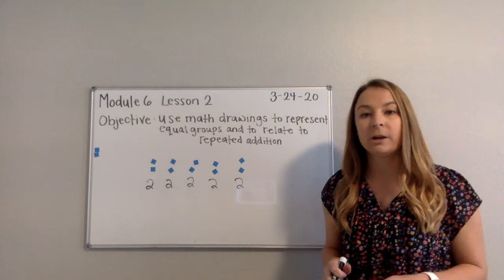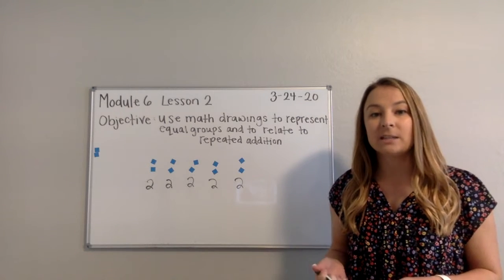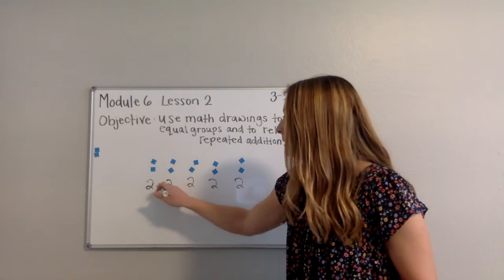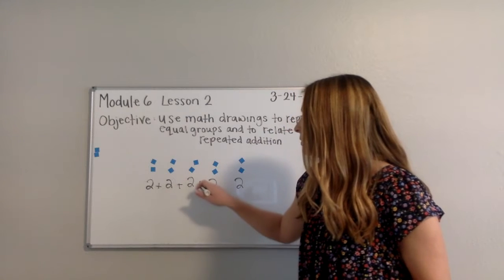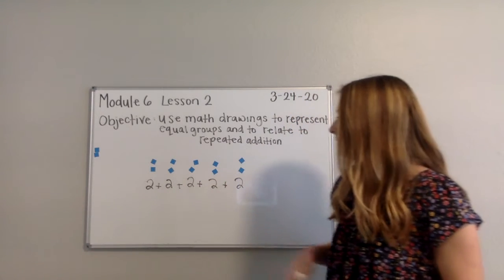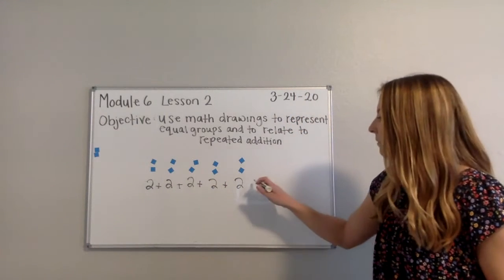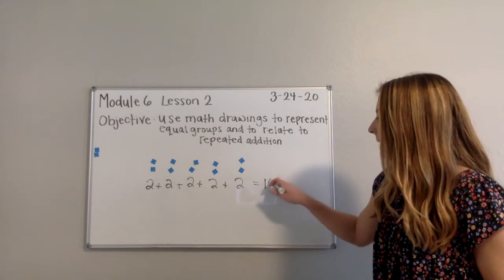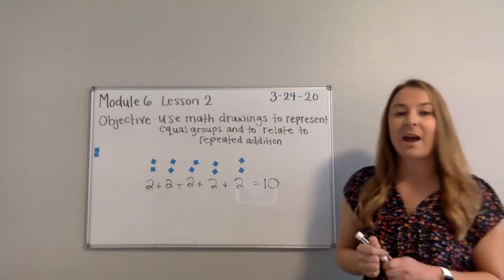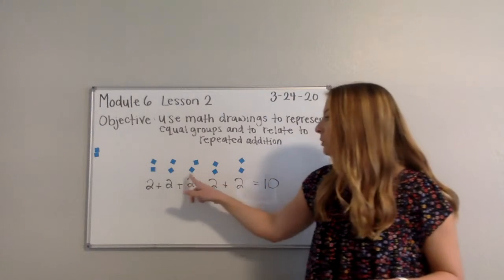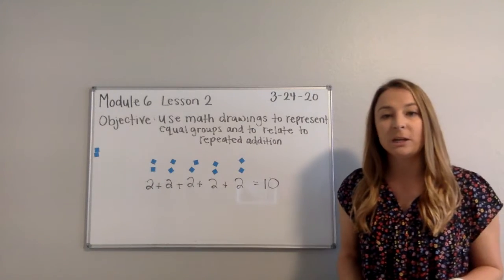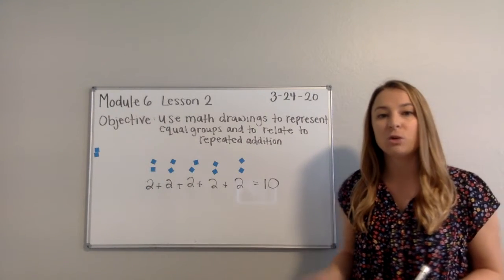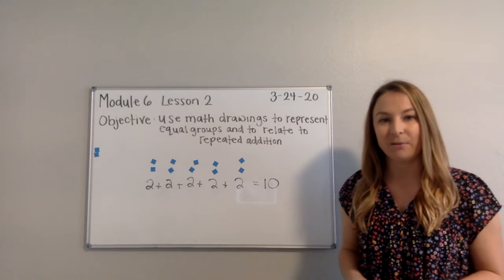Now, if I wanted to create a repeated addition sentence to match this, it would be 2 plus 2 plus 2 plus 2 plus 2. Okay, and that would equal my 10 counters all together. I have 5 groups. 1, 2, 3, 4, 5. There's 2 in each group. I have 5 groups of 2, and I have a total of 10 counters.